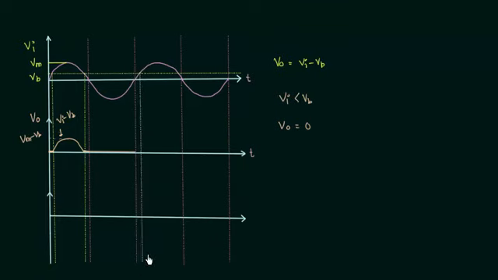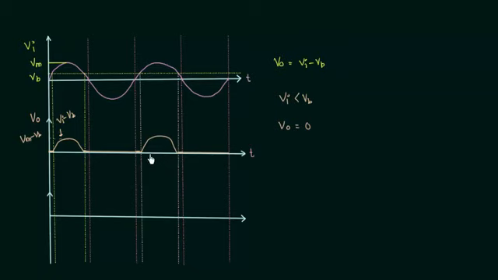The diode will remain off when the input voltage is less than the barrier potential, and it will be on when input voltage is greater than the barrier potential. So this is how the output voltage waveform will look. This waveform is for the piecewise linear model.